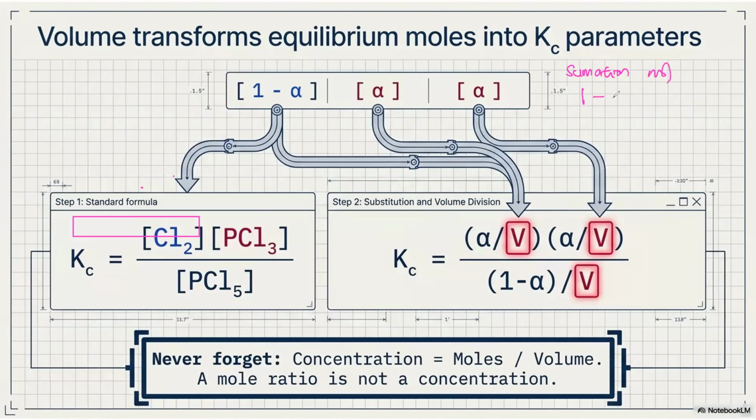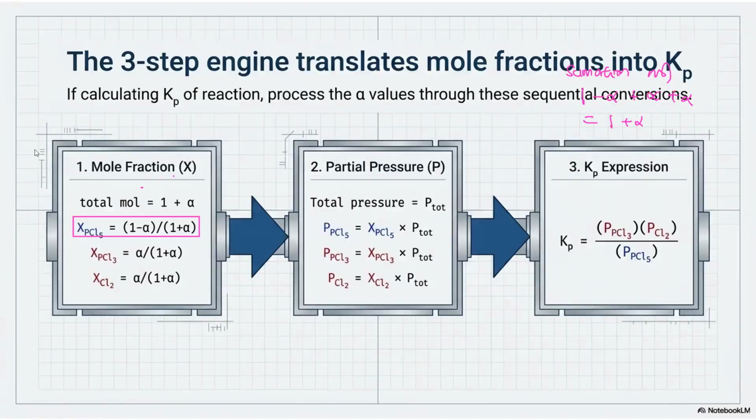So it is equal to 1 minus alpha plus alpha plus alpha. So your total summation is 1 plus alpha. Just in case you're curious later, that is how you get 1 plus alpha. Your total mole just now, as we mentioned, is 1 plus alpha here. So your mole fraction of PCl5 is (1 minus alpha) over (1 plus alpha), whereas your mole fraction of PCl3 and also Cl2 is alpha over (1 plus alpha).